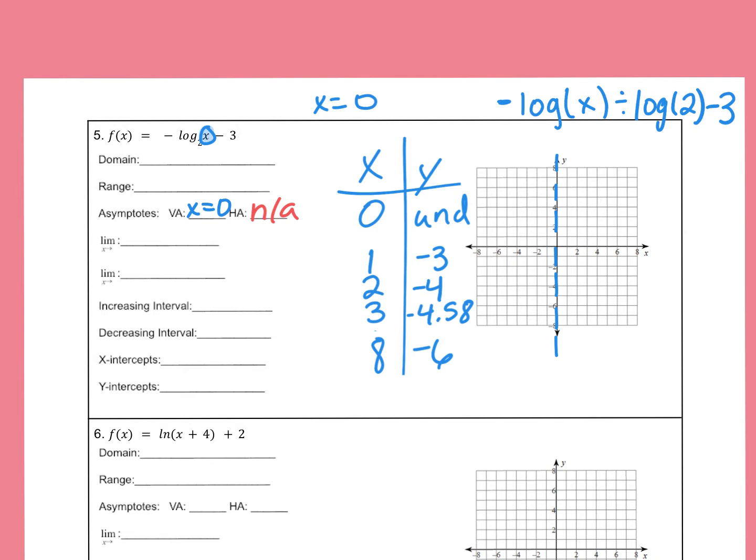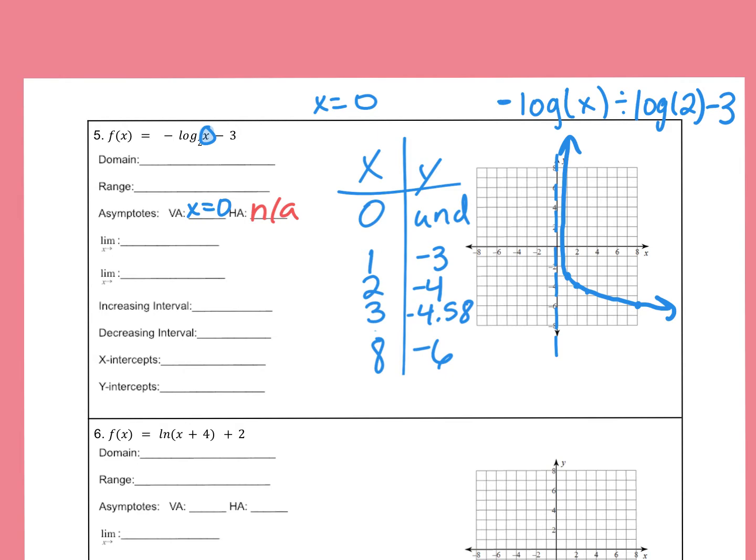So that's what I get for that. And now I'm just going to go plot these points. So 1, -3, 2, -4, 3, -4.58, and 8, -6. The reason that they plugged in 1/2 on their graph was just to see what this did as it got closer to this asymptote. We know it's going to approach that asymptote. So it should look something along the lines of this.